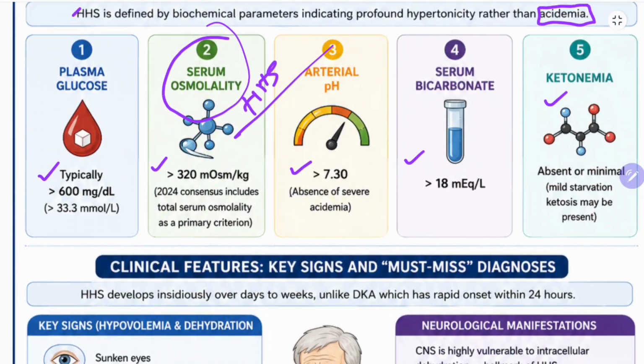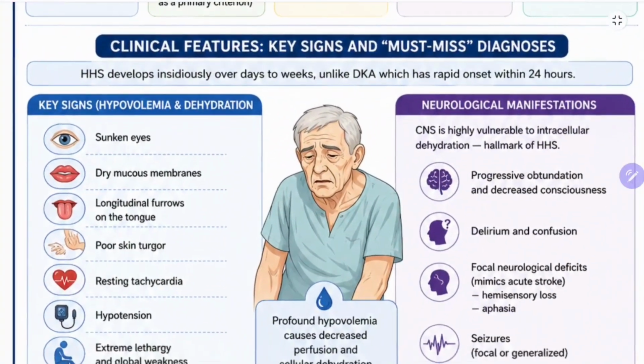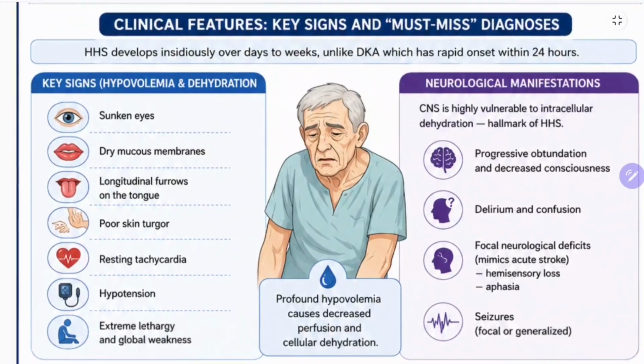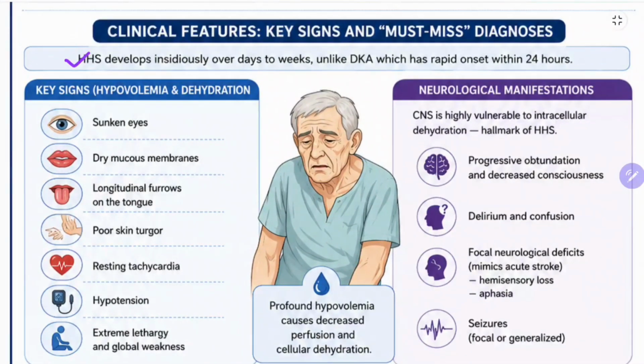Coming to clinical features, key signs and must-not-miss diagnosis. HHS develops insidiously, slowly, over days to weeks, unlike diabetic ketoacidosis, which has rapid onset within 24 hours. Key signs are because of hypovolemia and dehydration, similar to DKA. So sunken eyes, dry mucous membranes, longitudinal furrows on the tongue, poor skin turgor, resting tachycardia, hypotension, extreme lethargy, and global weakness.